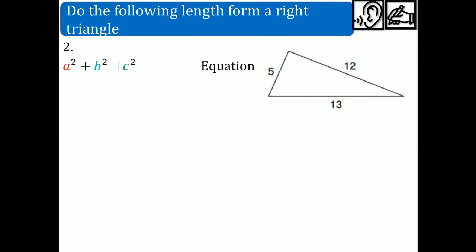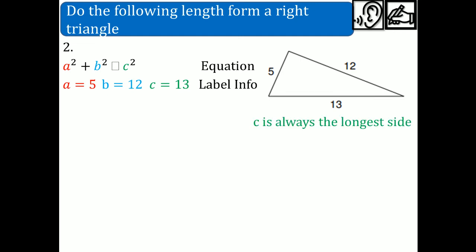Number 2. A squared plus B squared, box, C squared. Label your information. A equals 5, B equals 12, C equals 13. But wait, now you're wondering, Mr. S, how do I get the C again without the box in the image? Please understand that C is always the longest side. The longest side here is 13. 5, 12, and 13. 13 is your largest value, making it the largest side in that triangle.